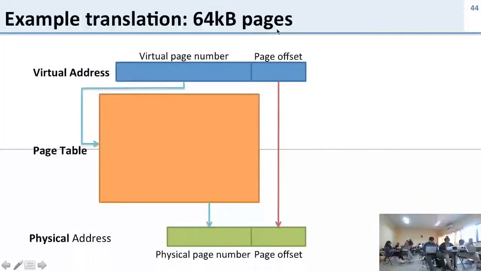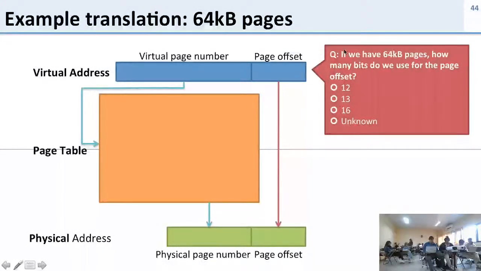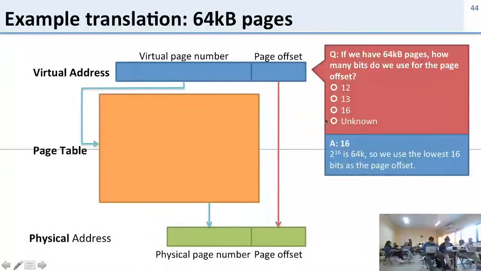We have to go to disk and load it. Now let's take a look at 64 kilobyte pages. So if we have 64 kilobyte pages instead of 4 kilobyte pages, how many bits do we need to use for the page offset? Well, we need to use 16 because 2 to the 16 is 64K. So we're going to use the lowest 16 bits here, so bits 15 through 0, and then the virtual page number is just going to be the remaining 16 bits.